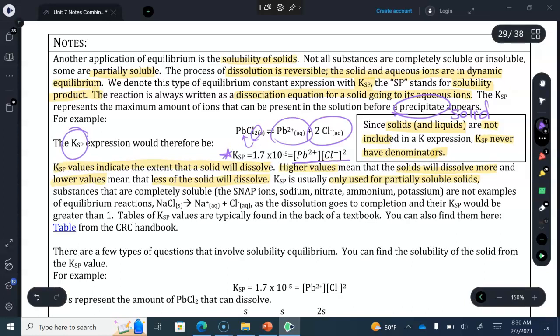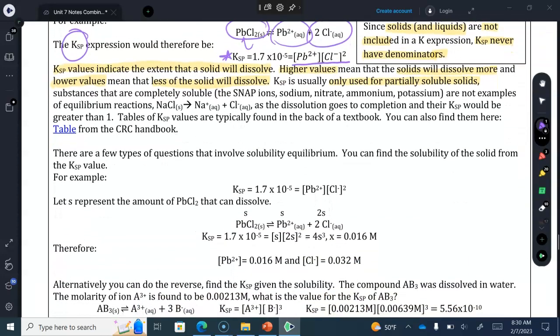Notice we do not have any of the solid in the expression because solids and liquids are not included in equilibrium expressions. So the solubility product constant will never have denominators. Makes the math really nice. There are no denominators when we're talking about solubility products.